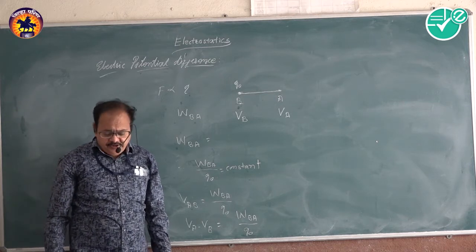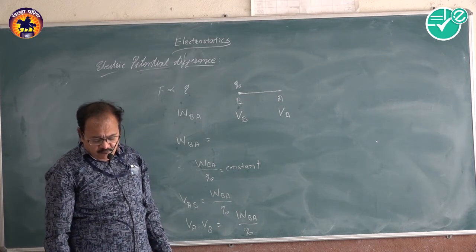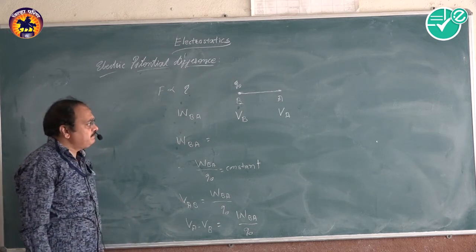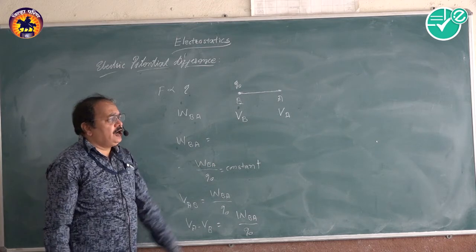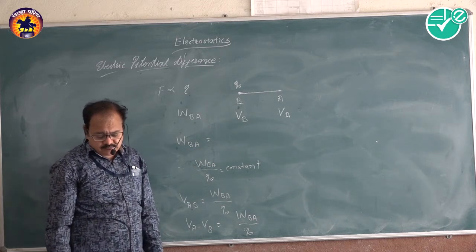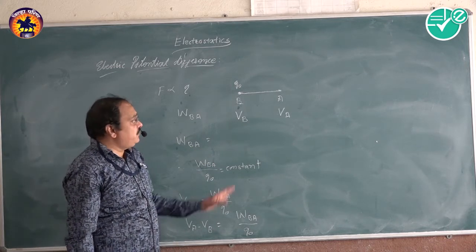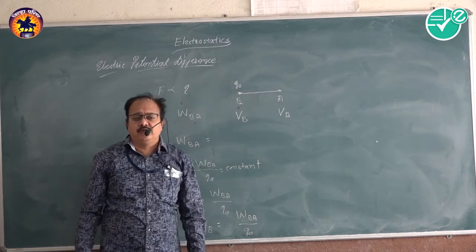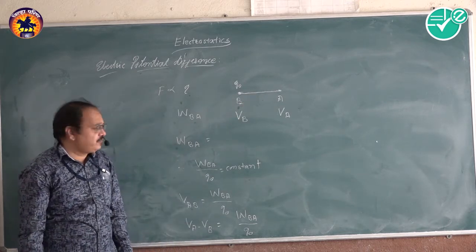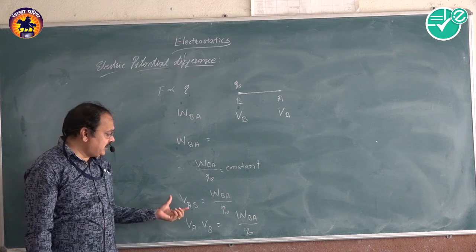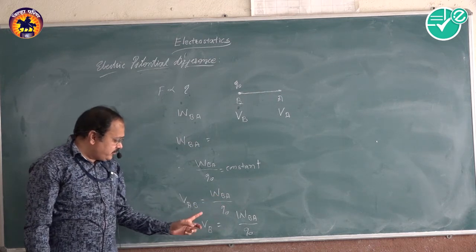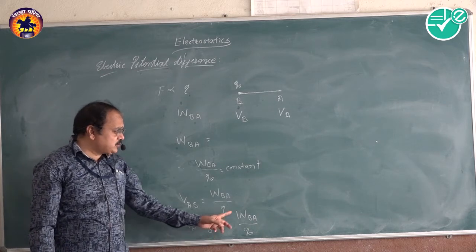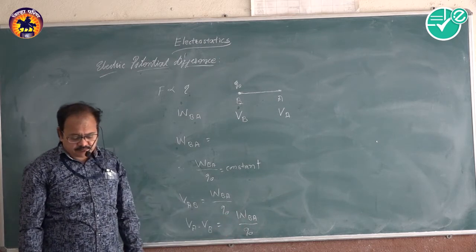Hence, the electric potential is meaningful only with respect to a reference point. We know that electric potential, or electric potential difference, is meaningful only with the reference point. So we have done that: V_AB equals W_BA upon Q naught, and V_A minus V_B equals W_BA upon Q naught.